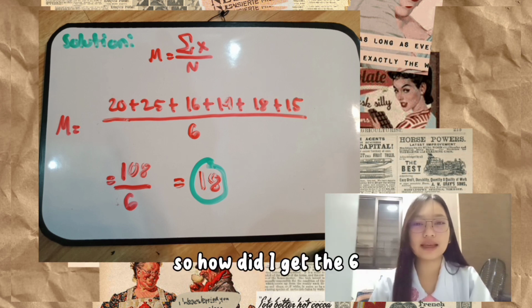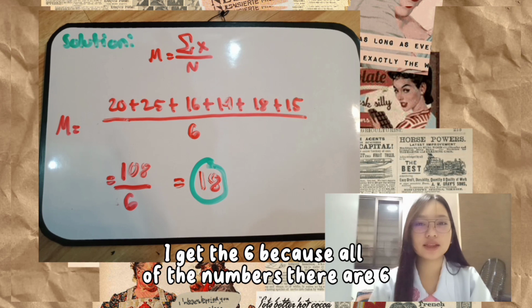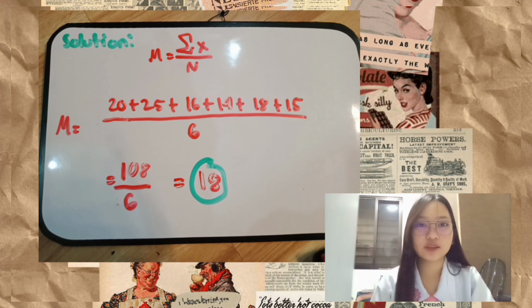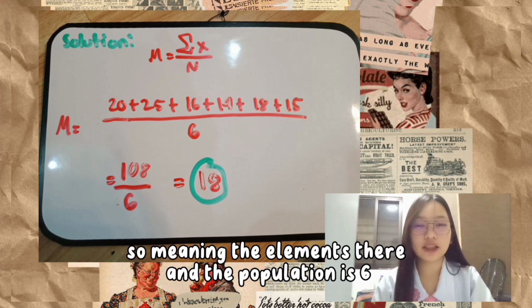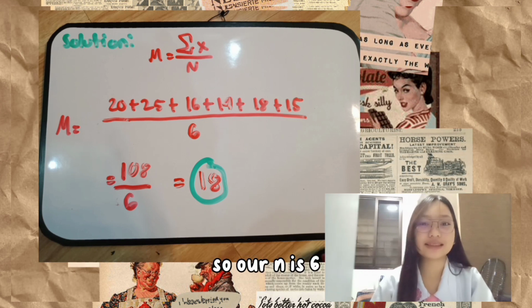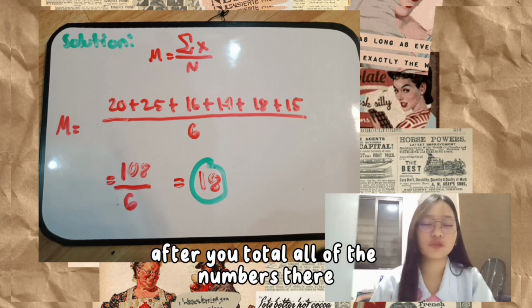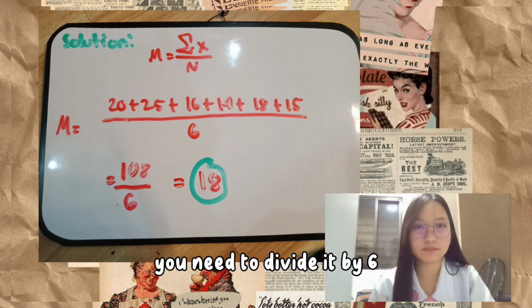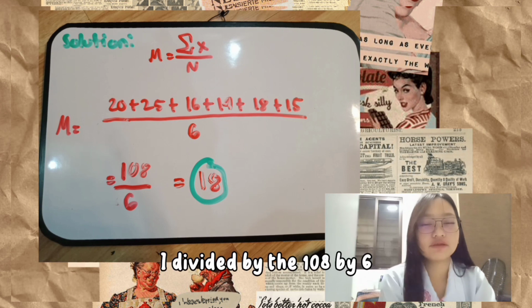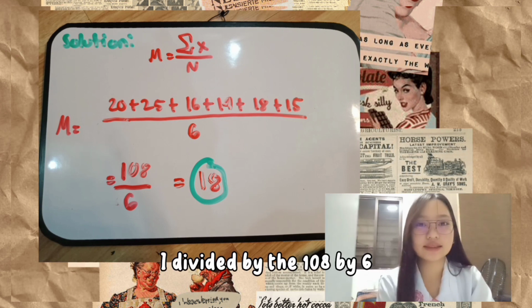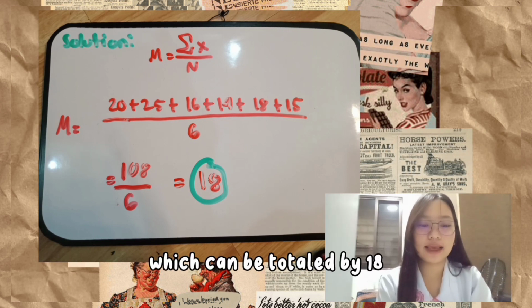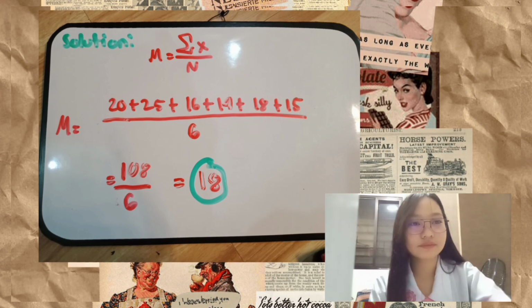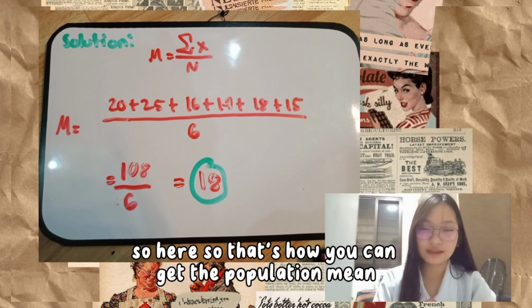So how did I get the 6? I get the 6 because there are 6 numbers there. So meaning the elements in the population is 6. So our n is 6. After you total all of the numbers there, you need to divide it by 6. I divided 108 by 6, which gives 18. So that's how you can get the population mean.